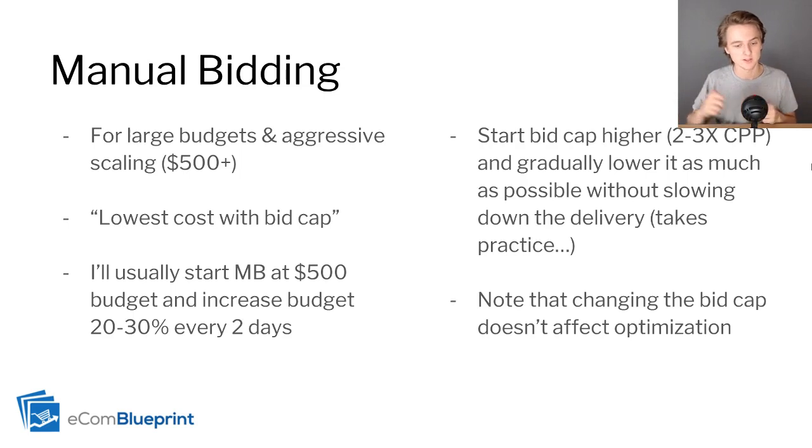And that's what I'll do. I'll start the bid cap higher than my cost per purchase. So let's say my cost per purchase is $10. I'll start it at $20 to $30, maybe in the middle, so like 25, and then I'll start lowering it as much as possible without slowing down the delivery.